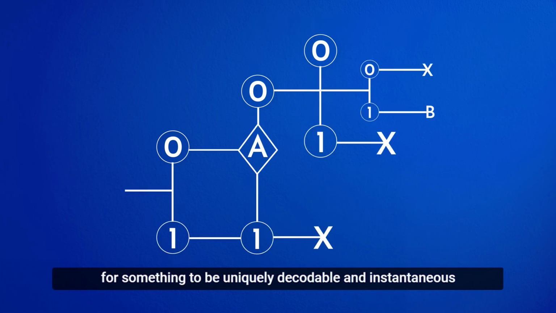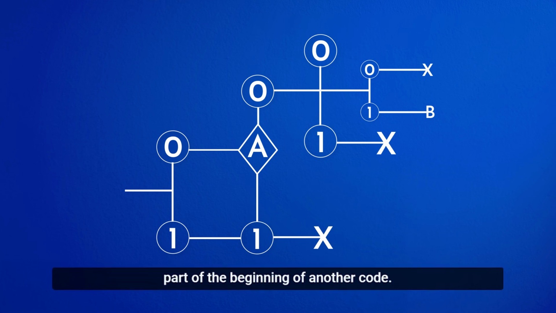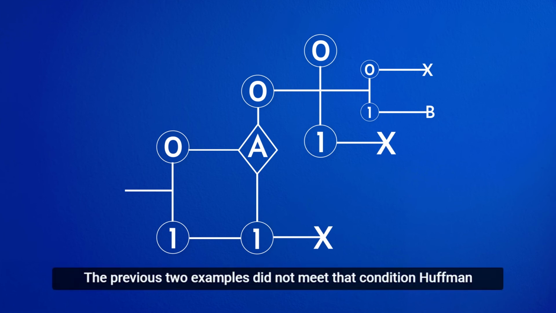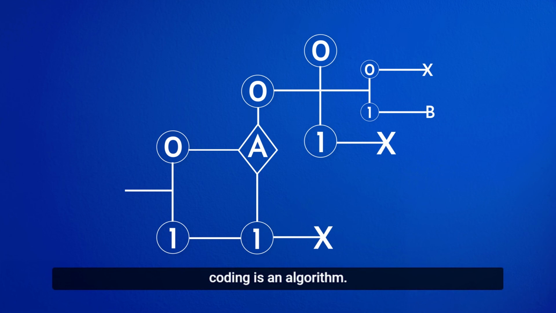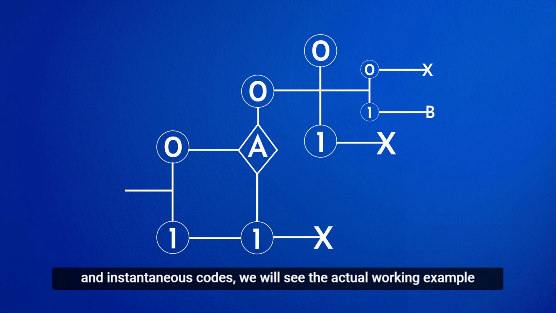In order for codes to be uniquely decodable and instantaneous, there has to be the condition that no code will be the beginning of another code. The previous two examples did not meet that condition. Huffman coding is an algorithm that easily guides us to codes that are uniquely decodable and instantaneous. We will see the actual working example in the next video.